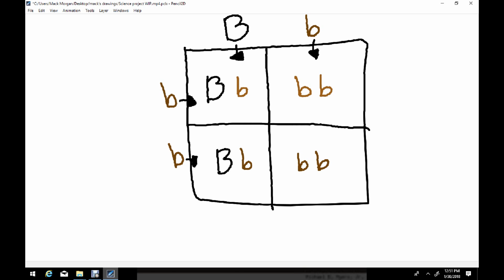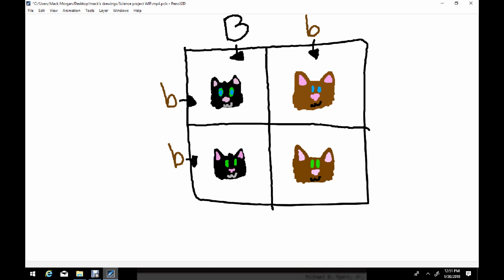So, looking at this, half of the children are brown because they have two recessive brown alleles. The other half will be black because they have one dominant black allele.